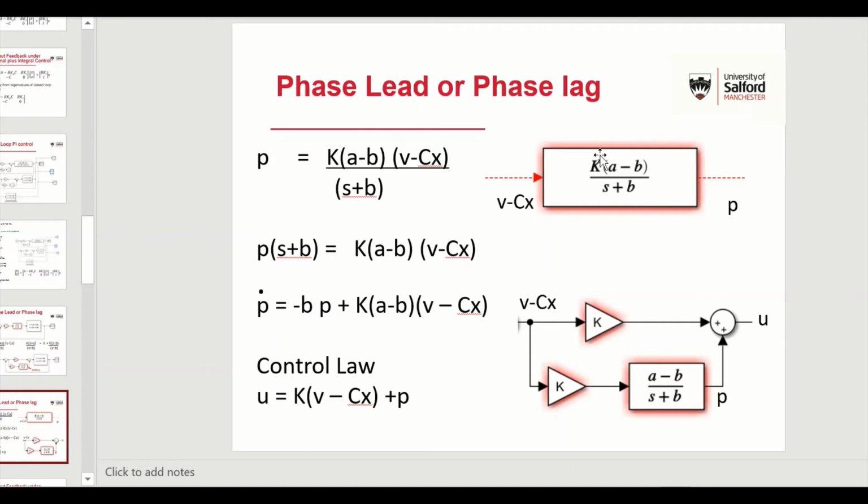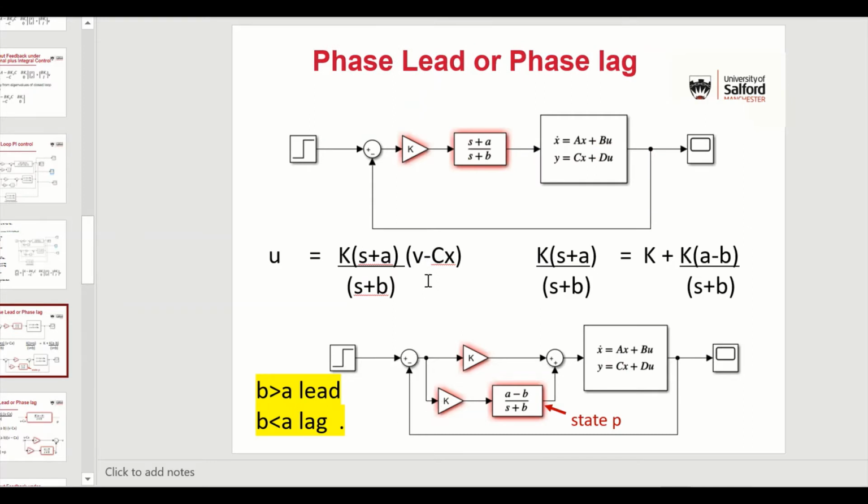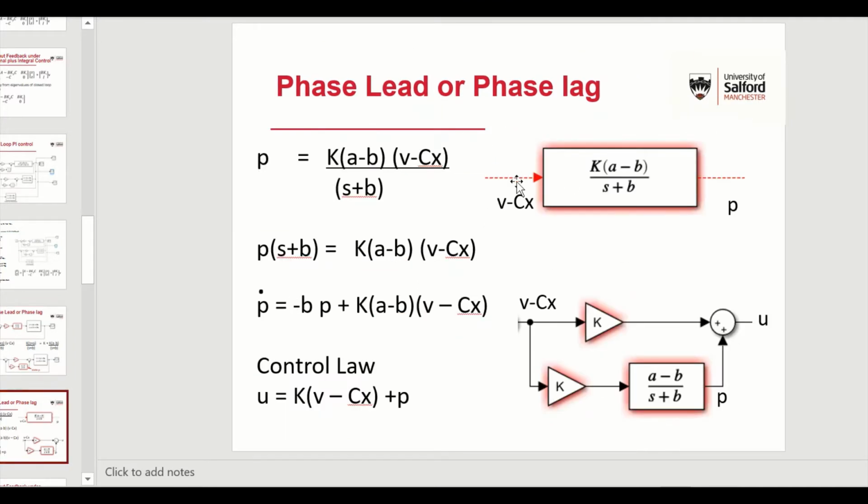Looking at just the little lagged unit here with the pole at minus b, the output from this is P. The input, remember, is the error, which is V minus Y. So the input is V minus Y and the output is P. And this box has K(a minus b)/(s plus b) in it. So we know that P is this times this, which gives us this little equation. Then we can move the (s plus b) up here to get P(s plus b) equals K(a minus b) times (V minus Y). Now P times s is P dot, and P times b moved onto this side is minus bP. Then we've got K(a minus b) times V, and K(a minus b) times minus Cx. And the control law U will be K times the error plus P.